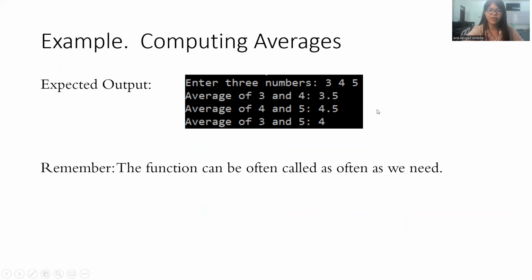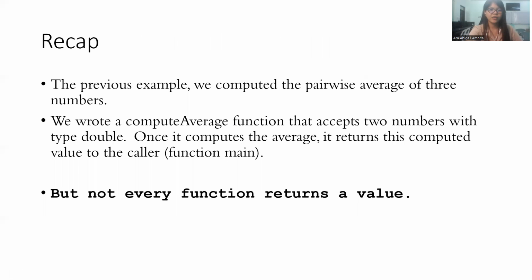Here's the example output. Let's say you have entered 3, 4, and 5. 3 is your x, 4 is y, and 5 will be stored to z. Then you calculate the average of 3 and 4, 4 and 5, and 3 and 5. Remember that a function can be called as often as we need.